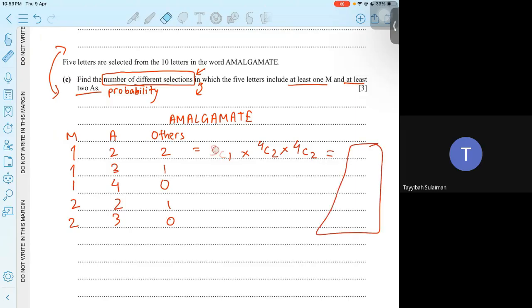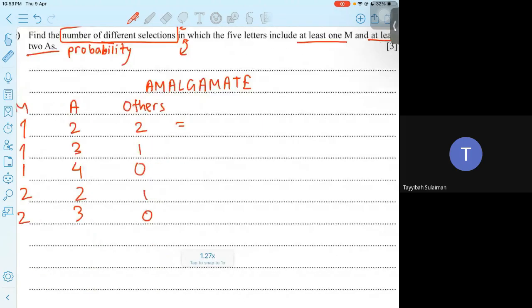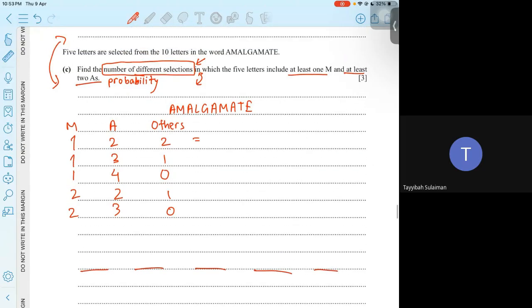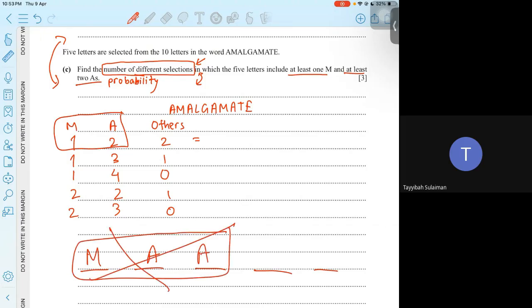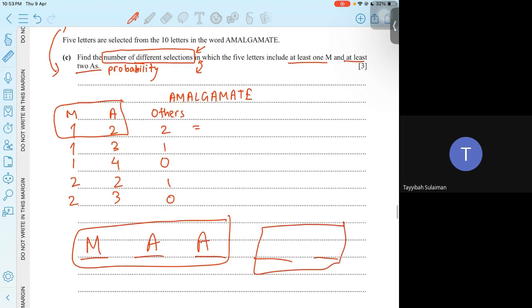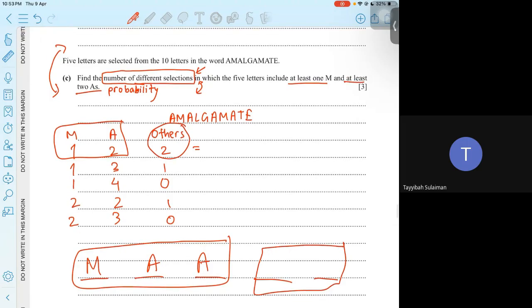So that is the probability method. When the question asks you to find the probability of this happening, that is when you do that. When they tell you to find the number of different selections, think of it this way: I'm going to have 5 letters, and from that, these are already fixed. This is M, this is A, this is A. I no longer have to worry about this. So we only have to take into consideration these two. So there is others 2, which means 4C2. Any questions?